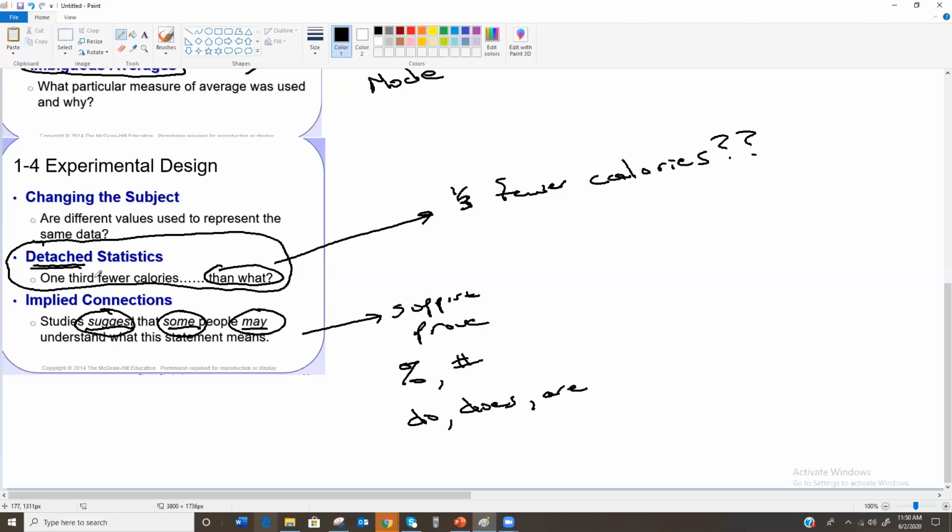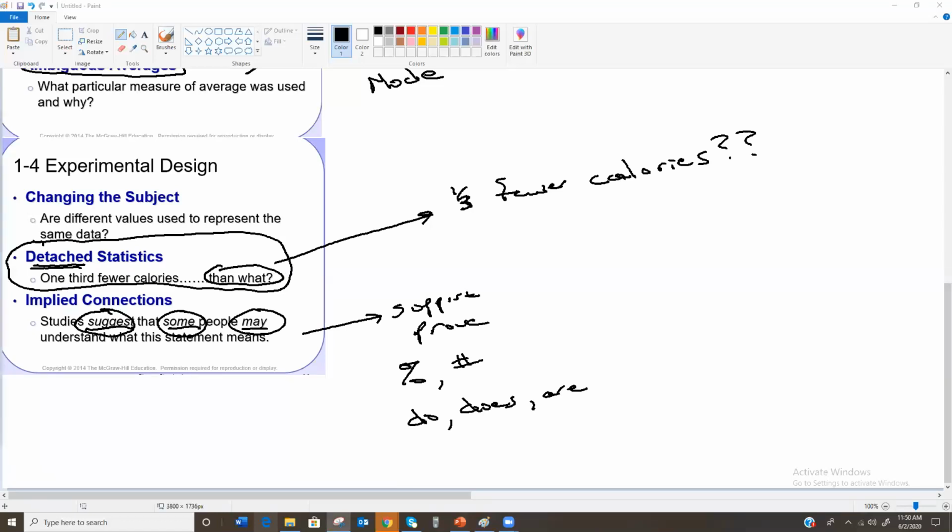You can't say 1/3 fewer or 30% more or 50% better if you don't say what it's better than or what it's compared to. You have to have that comparison basis. And that's called detached statistics. Again, something you see all the time in advertising. They do it all the time. Does anybody have any questions on those? Okay.